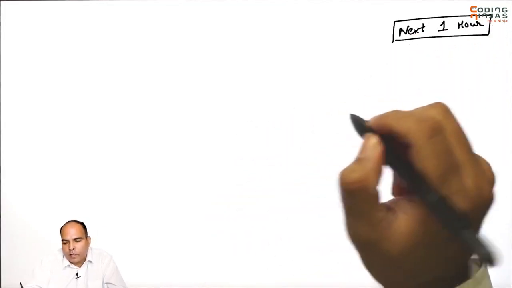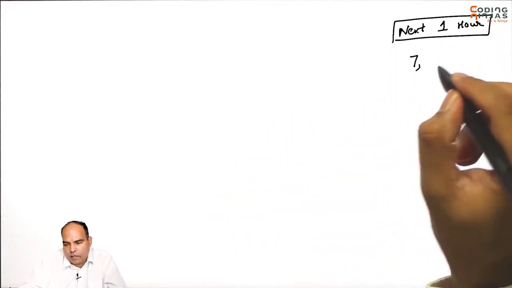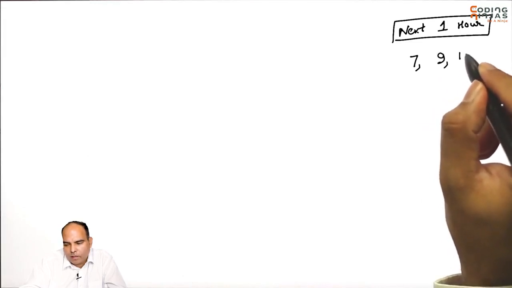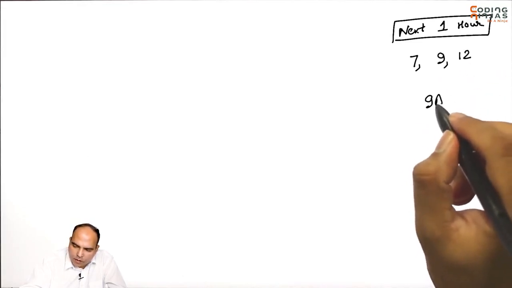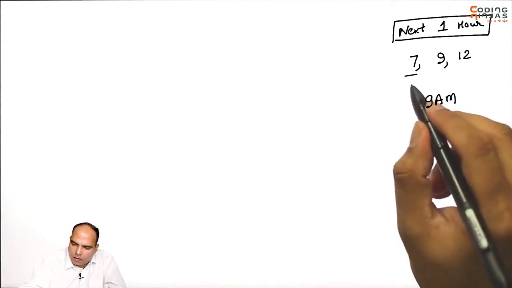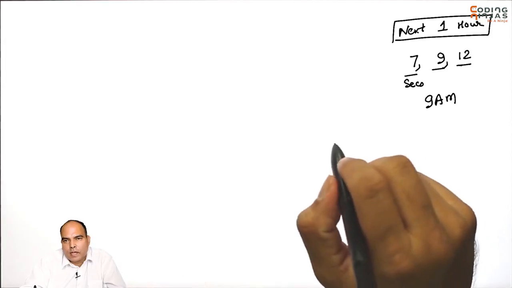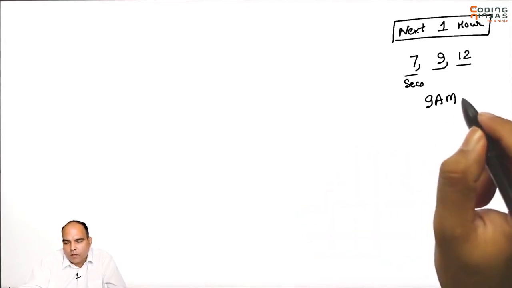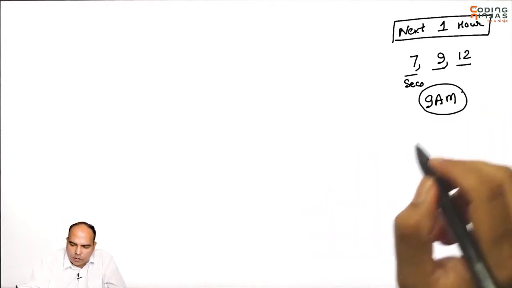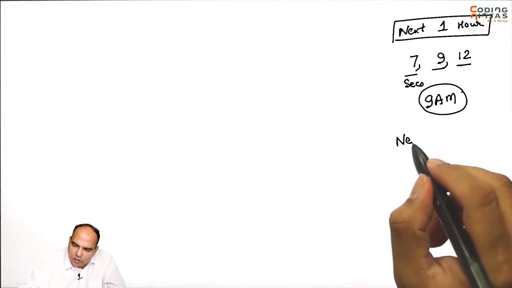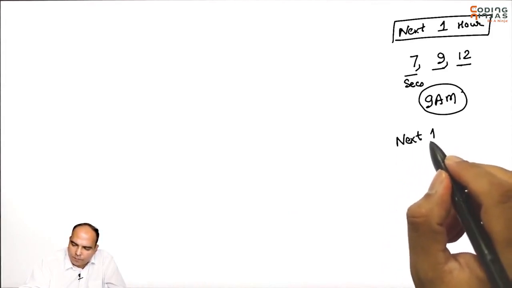How many times will they ring together in the next 1 hour? 3 bells are ringing together, ringing at 9 am for the first time. Their frequency of ringing is 7 seconds, 9 seconds and 12 seconds. They ring at 9 am for the first time. The question being asked is, in the next 1 hour, how many times will they ring together?